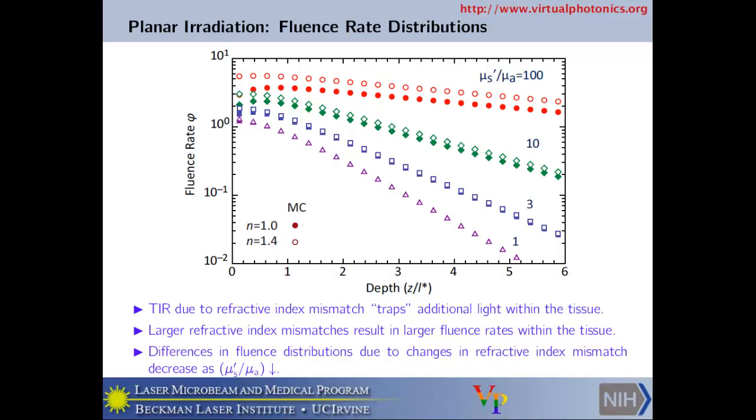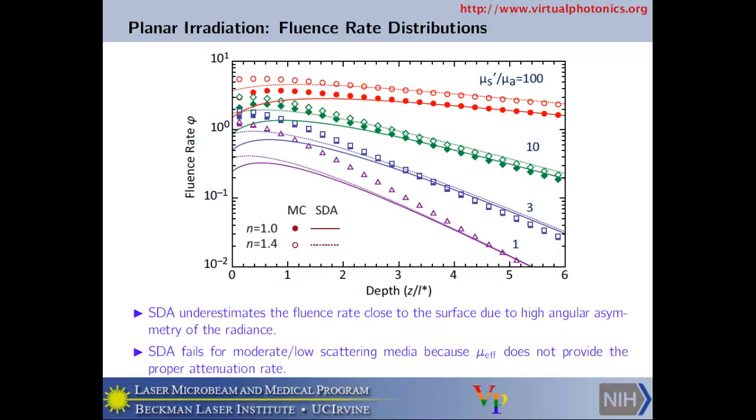Okay. Now let's see how the standard diffusion approximation does. So this is what the standard diffusion approximation predicts. You see that in high scattering conditions, it's fairly good down to depths of about 2 transport mean free paths. And then you get a severe, or an important, under-prediction in the fluence rate values. I want to emphasize this fluence rate is being plotted on a logarithmic scale, so even small differences are fairly significant here. But deep, you see fairly good agreement.